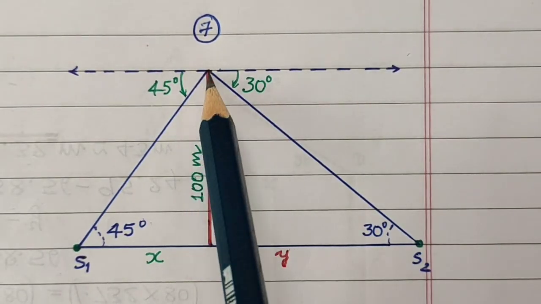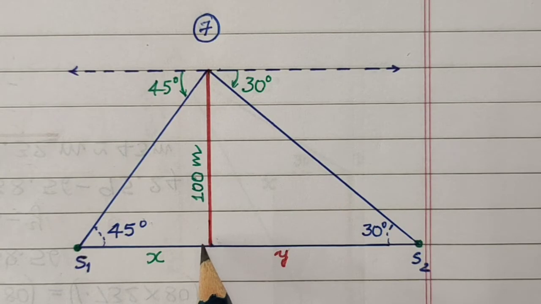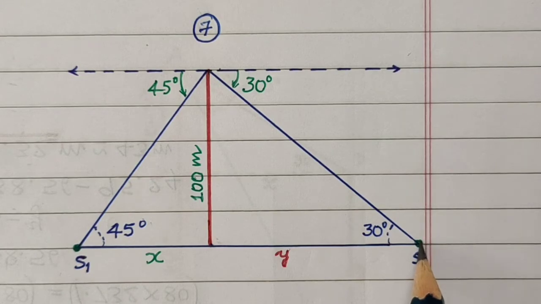This is a lighthouse, 100 meters. The ships are on opposite sides of the lighthouse. One is on the left side and the other is on the opposite side. We need to find the distance between these two. From here to the lighthouse it is x. From the lighthouse to the other ship is y. So x plus y will give the distance between ship 1 and ship 2.